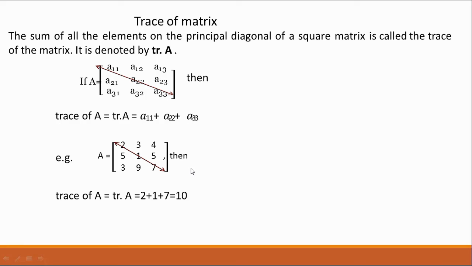Dear students, in this lecture we discussed the introduction of matrices and some special types of matrices. In the next lecture we will discuss the operations on matrices, that is how to add two matrices, how to subtract two matrices, how to multiply a scalar with a matrix, and how to multiply two matrices.